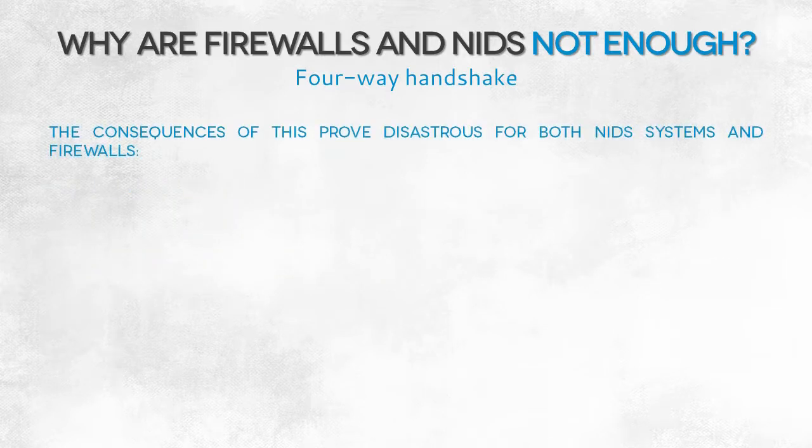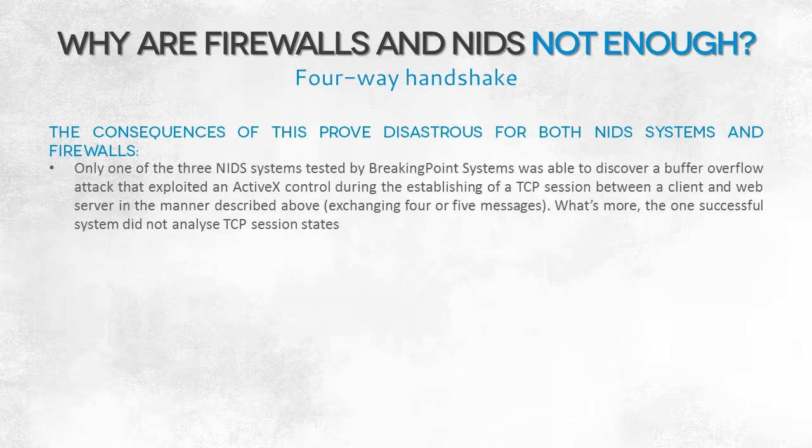Let's summarize now the results of the research conducted by Breakpoint Systems in NSS Lab. It turns out that only 1 intrusion detection system out of every 3 tested by the company detected attacks carried out by the means of reverse TCP session. If the session was established through a 3-way handshake, all systems tested were able to detect the attack. Reversing the session direction fooled 2 out of the 3 systems.